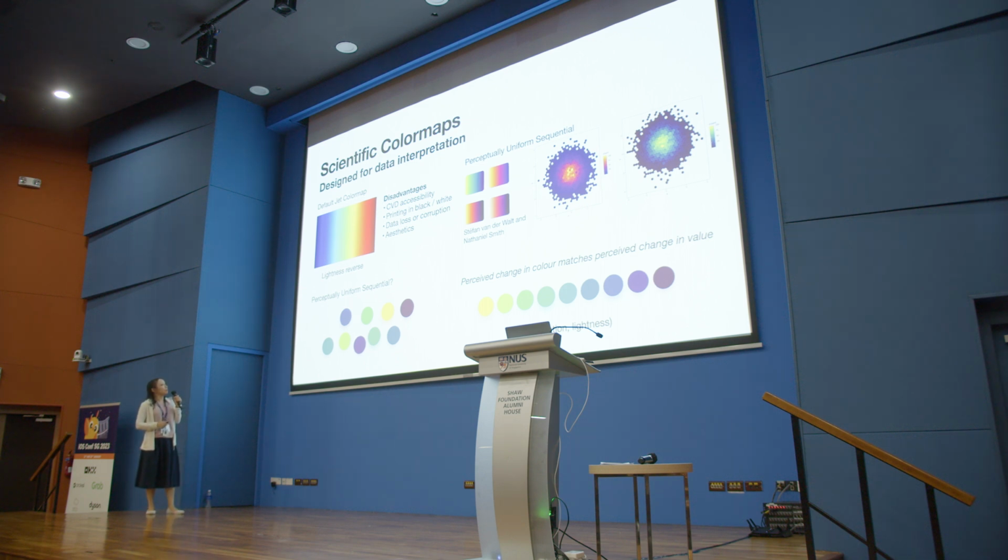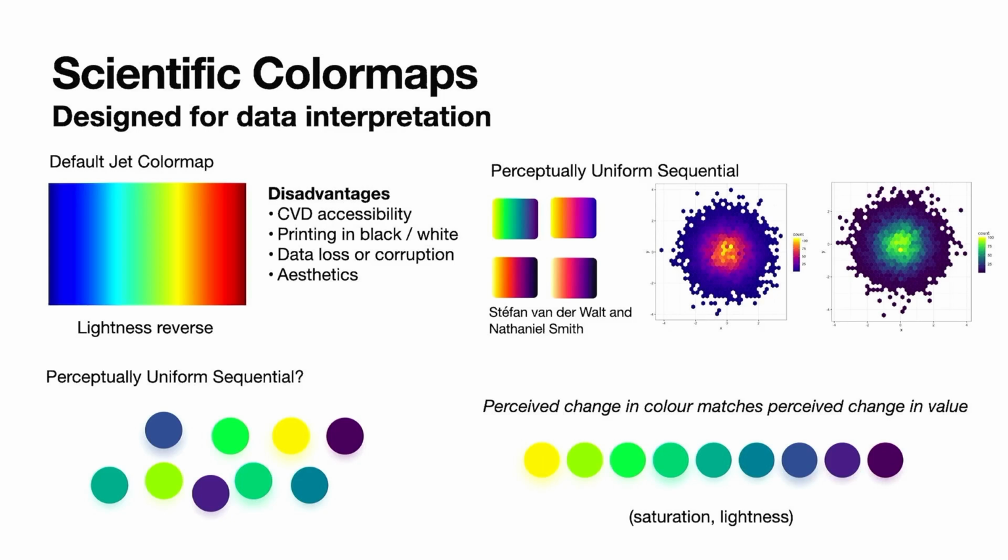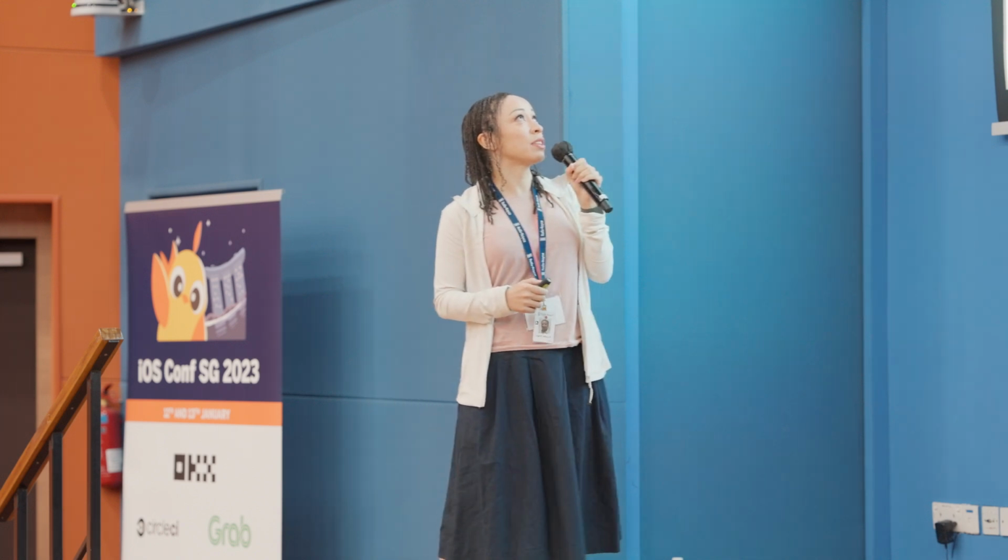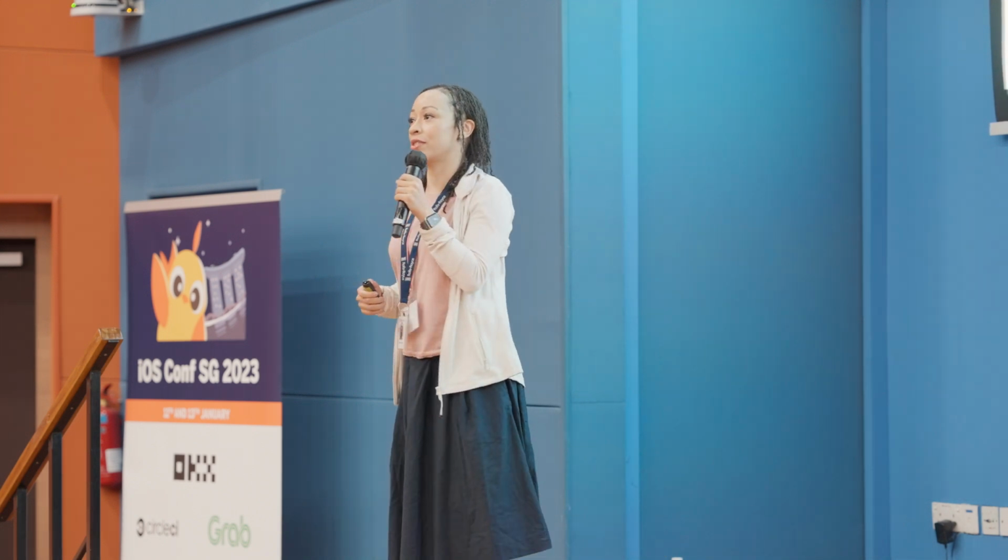There are people who realize this, actually quite a lot of people. Two examples are Stefan and Nathaniel. They realized that this type of color map is not the most accessible, so people who have issues with color vision may have difficulty interpreting the data. Also, if you were to print out some data in black and white, if your printer didn't have color ink, it could also be a little bit difficult to understand what's going on.